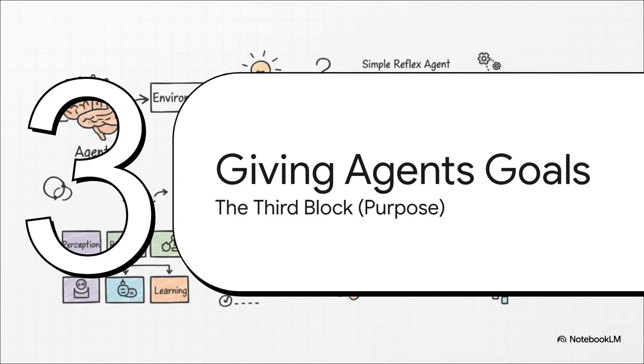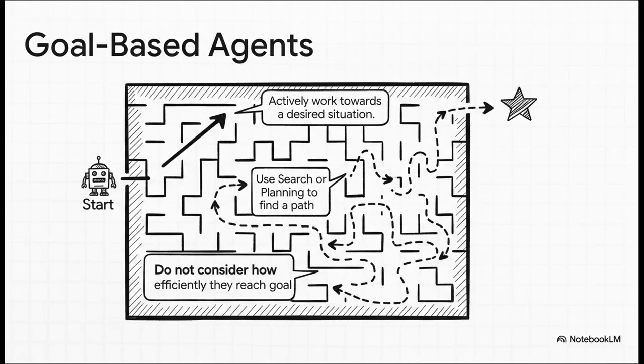Okay, so our agent can perceive, and now it can remember. Let's give it our third block, a purpose. A goal-based agent knows its destination. It uses these really powerful techniques like search and planning, which are just fancy algorithms for exploring future possibilities, to find a path to its goal. Think of it like solving a maze. But here's the catch. It only cares about getting to the goal. It doesn't really care if it takes the smartest path or some ridiculously long, winding route.